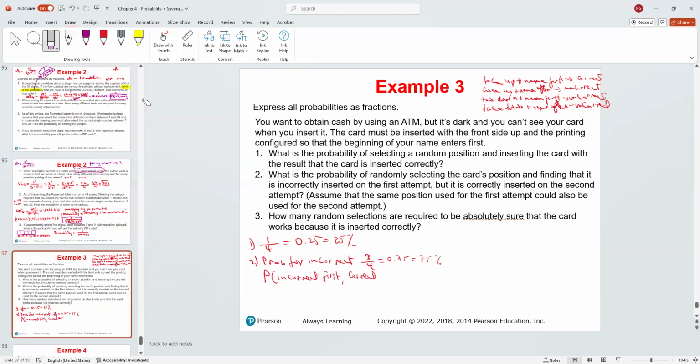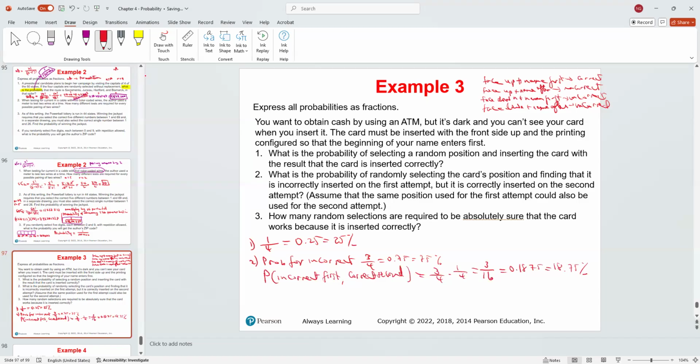So if you do that, correct, seconds, remember. That would be 3 out of 4 times 1 out of 4. If you multiply, remember that gives you 3 out of 16. Do not add, you need to multiply. So doing this, you can divide. 3 divided by 16 gives you 0.1875, or you can say it's 18.75% that you can enter it this way.